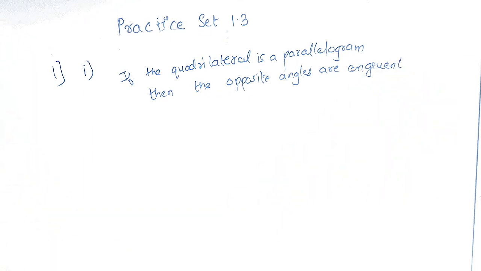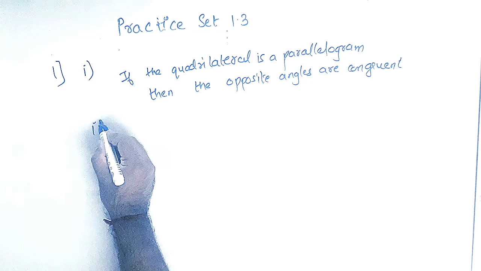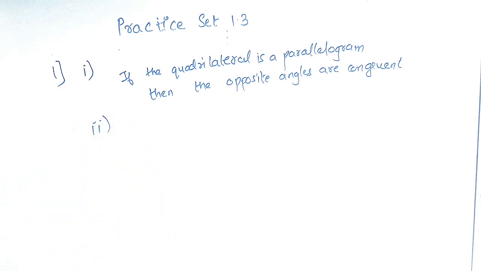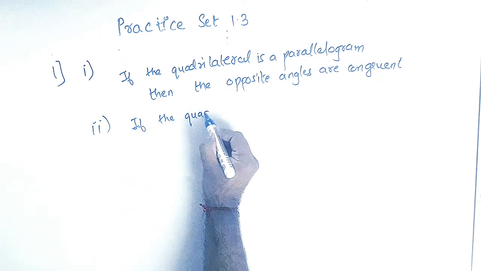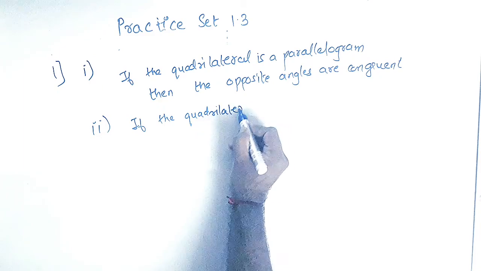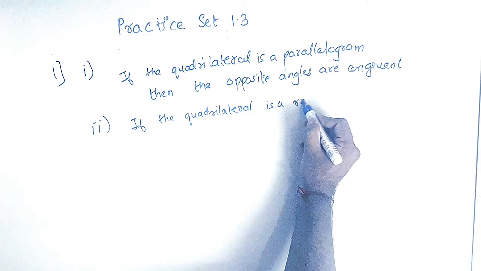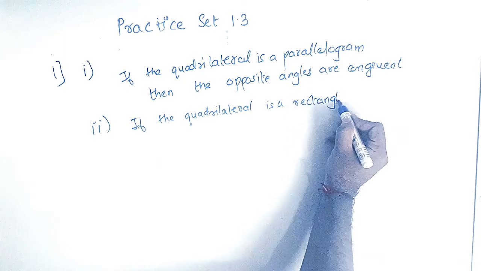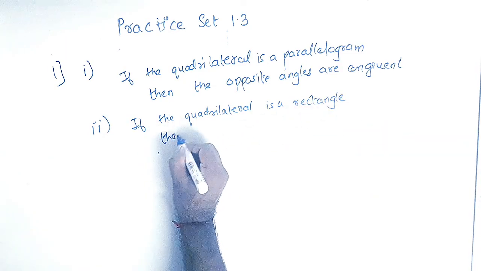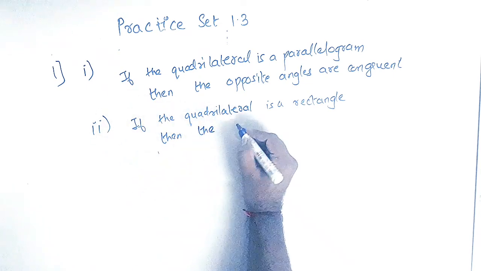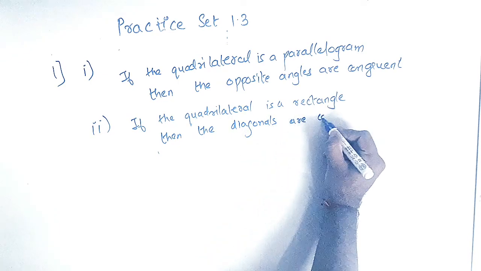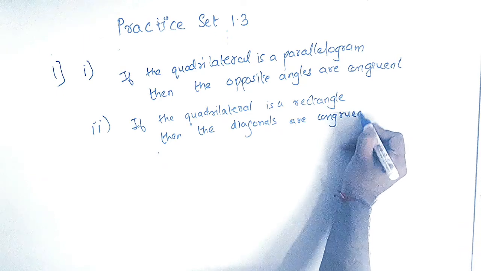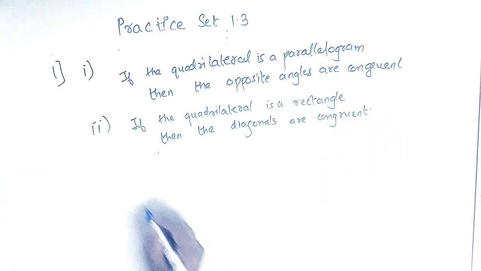Then let us move on to the second one, which says the diagonals of a rectangle are congruent. So here, rectangle is important. If the quadrilateral is a rectangle, then the diagonals are congruent. Then let us move on to the third one.